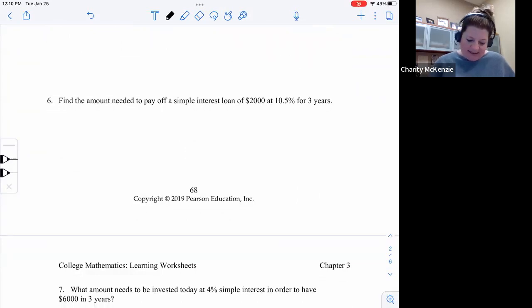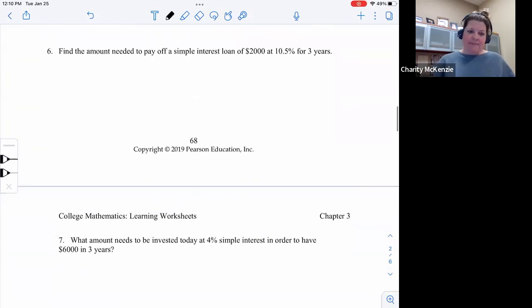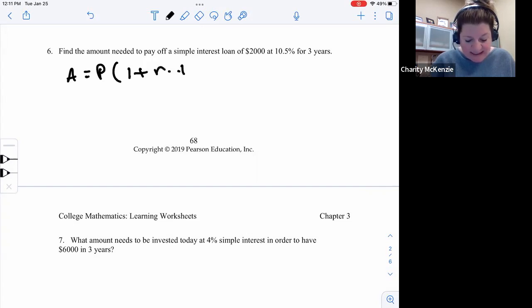So problem 6 is a little bit different. Find the amount needed to pay off a simple interest loan of $2,000 at this rate. So we need to look at our future value formula: A equals P times 1 plus r times t, or you could use the other version, P plus Prt. Those are the same thing. Let's fill in what we know.